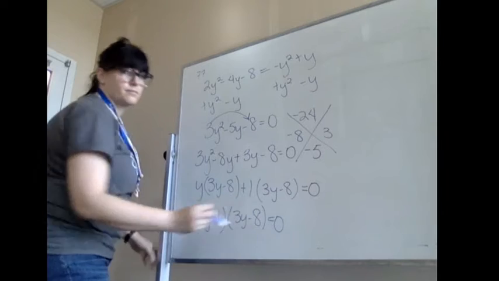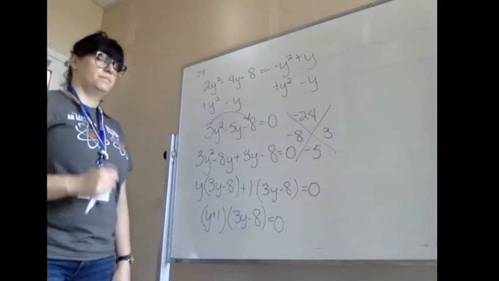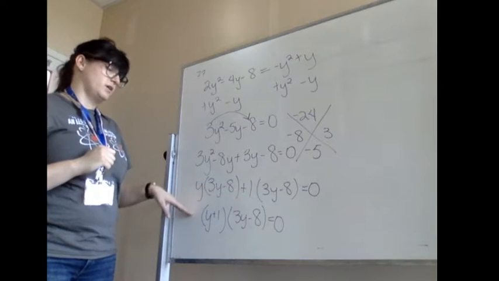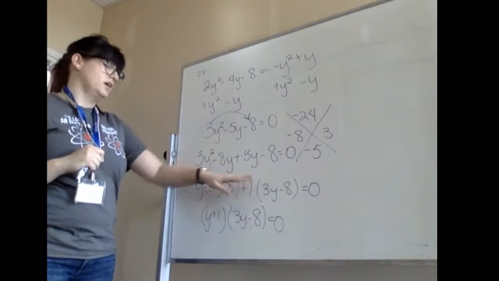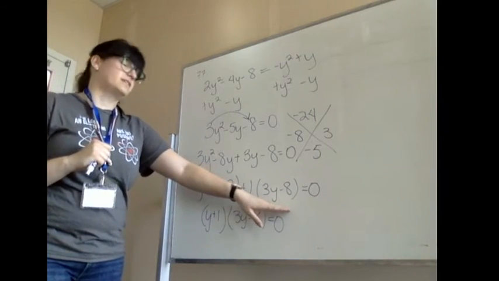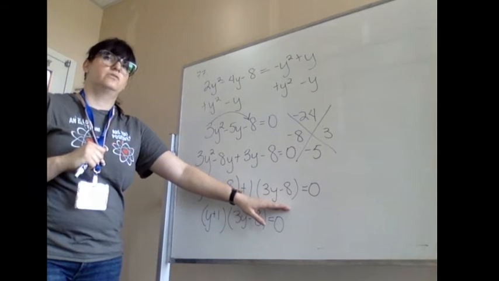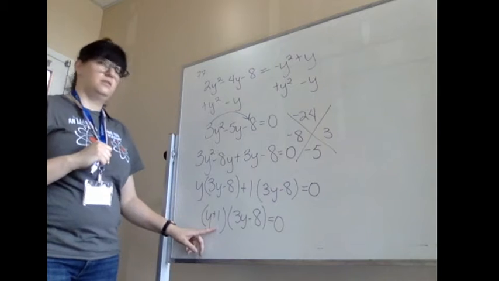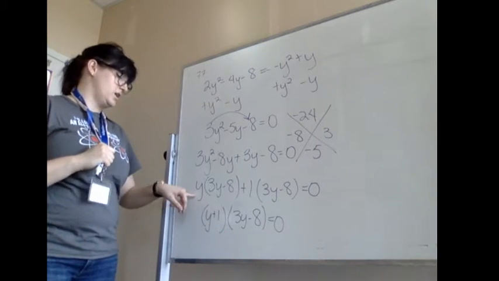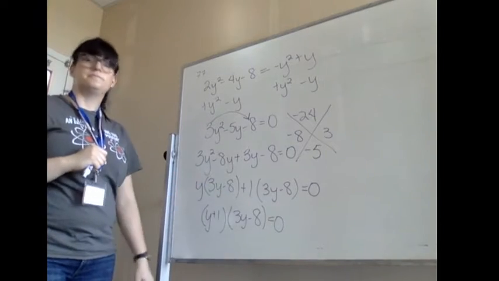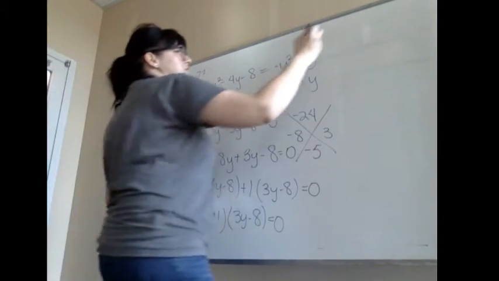Wait, how'd you get that? How did I get what? Y plus 1. I'm factoring out the 3y minus 8, right? Even if I didn't have a 1 right here, if I factored out 3y minus 8 from this side, I would get 1 because I'm dividing it by itself. Okay, so that stays the same, and the plus 1 took the remainder. Oh, okay. I see. That's what I did wrong.